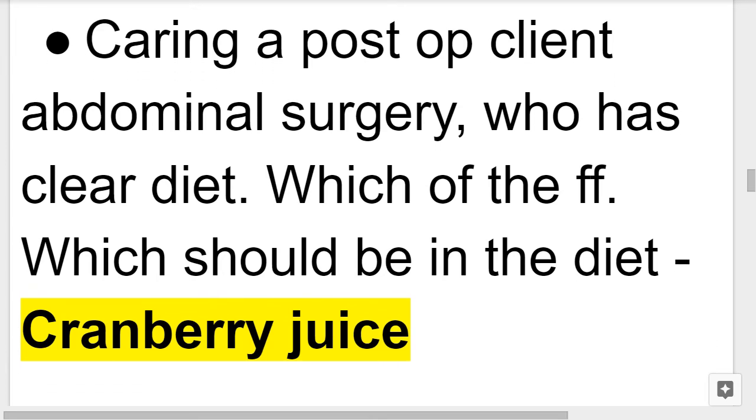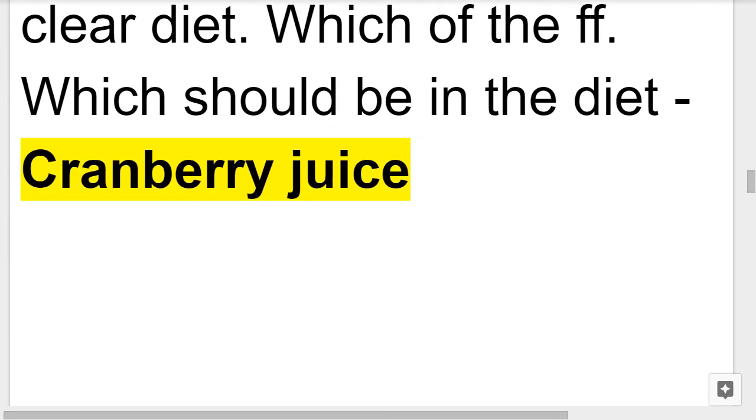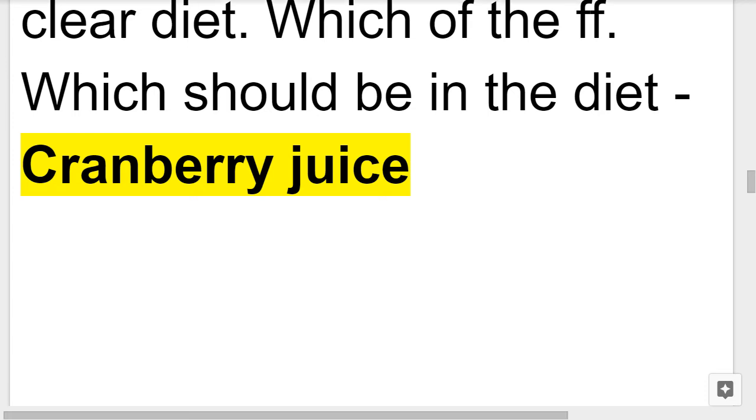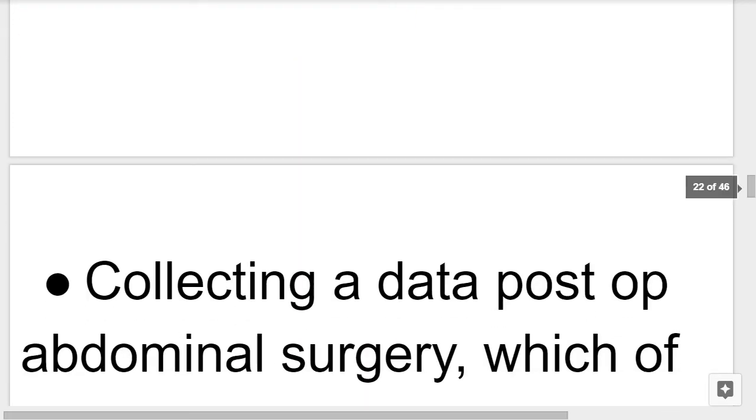Caring for a post-op client after abdominal surgery who is on a clear diet. Which of the following should be in the diet? The answer is cranberry juice.